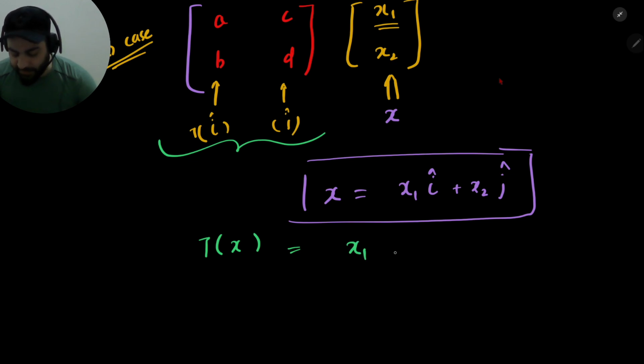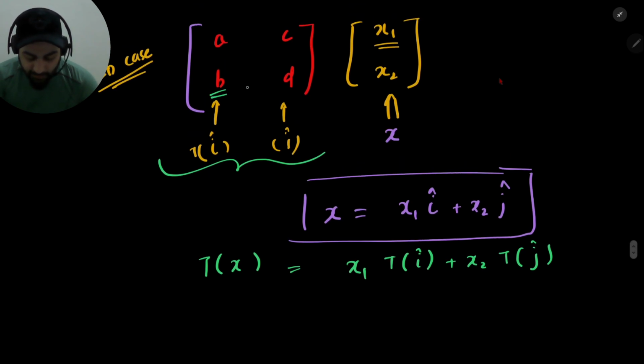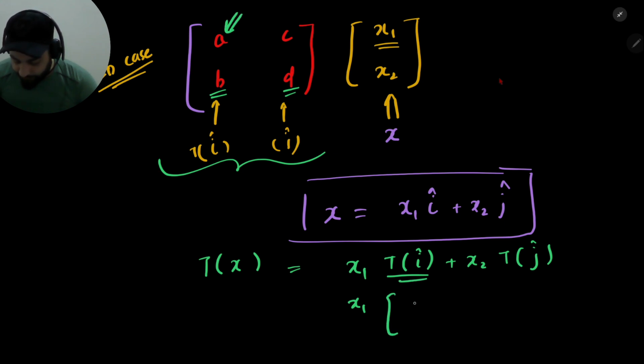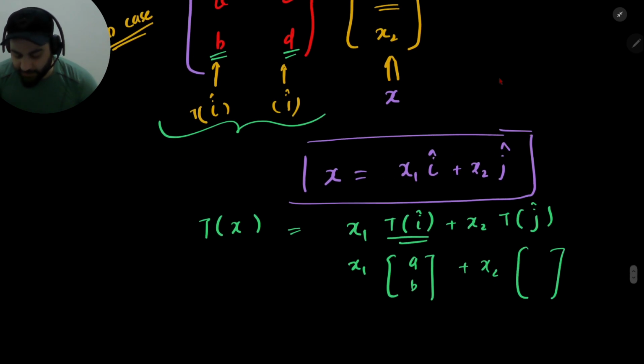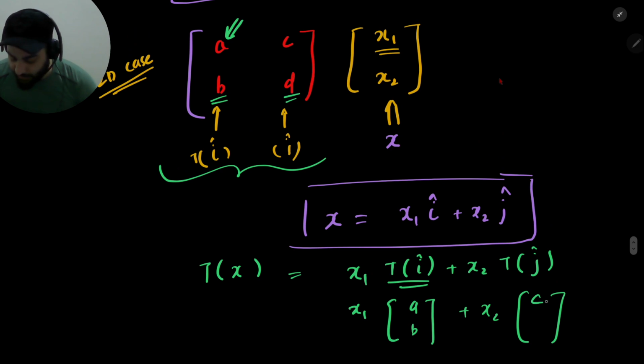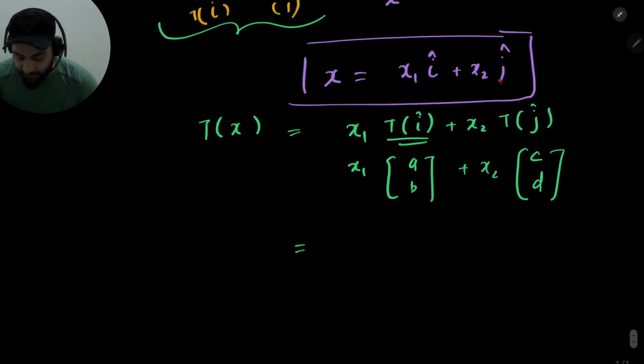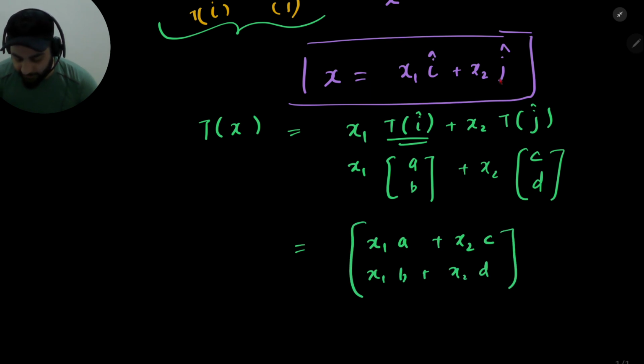So x1 will remain as it is. This i hat will become transformed i hat, plus x2 will remain as it is, because these are coefficients, so they won't change. This will be j hat. Now you know that these are transformed vectors. So I can write x1 and then T i hat is basically this vector a b, and then x2, T j hat is basically this c d. If I expand it, I can write x1a plus x2c and x1b plus x2d. So this is the final vector that we got out of this.